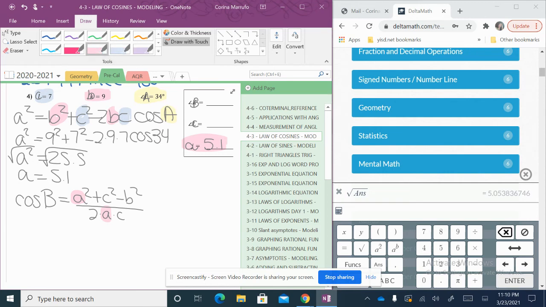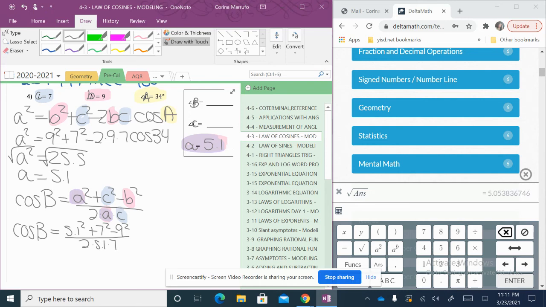b is 9, so here's b. b only appears once. And then little c is 7, so little c appears twice. Okay. So I'm going to go ahead and start plugging those in. So cosine of big B equals, instead of little a, we know that is 5.1 squared plus 7 squared minus 9 squared over 2 times 5.1 times 7.